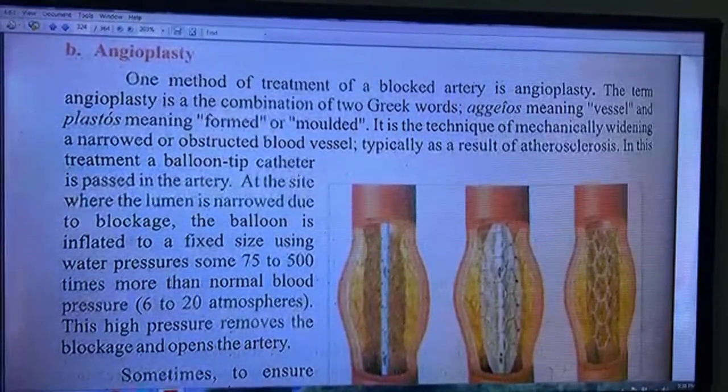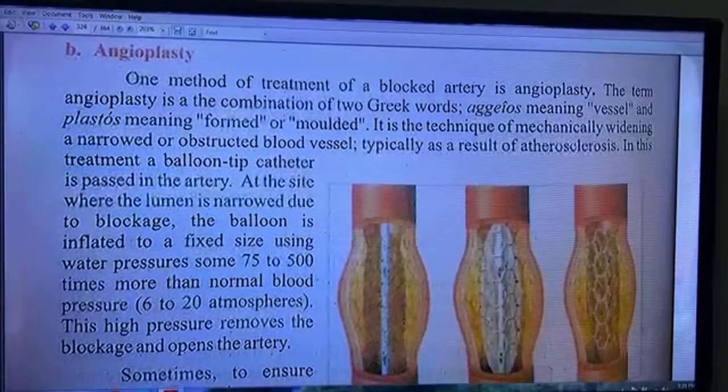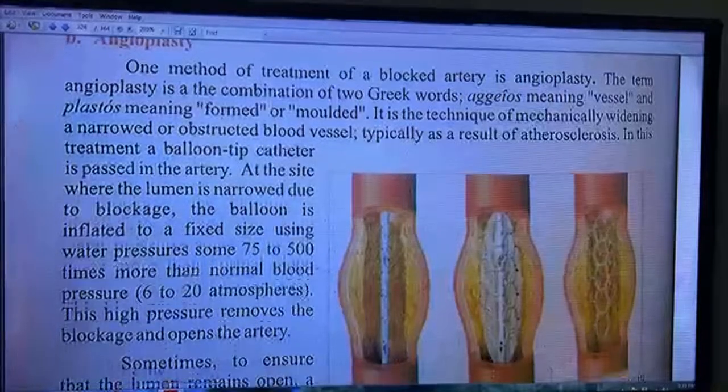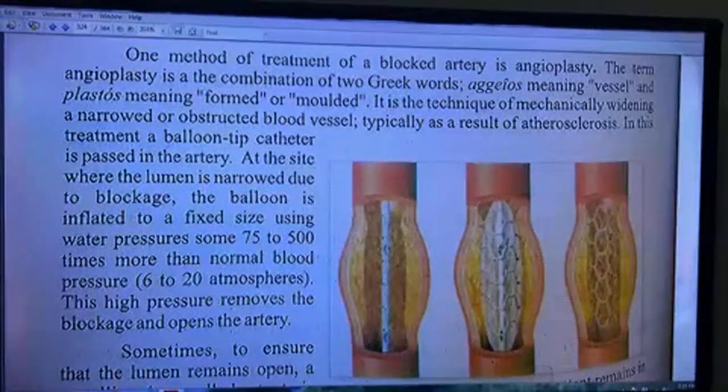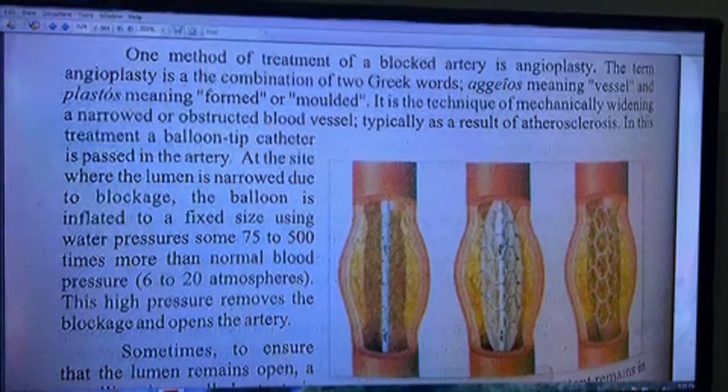At the site where the lumen is narrowed due to blockage, the balloon is inflated to a fixed size using water pressure, some 75 to 500 times more than normal blood pressure, 6 to 20 atmospheres. This high pressure removes the blockage and opens the artery.